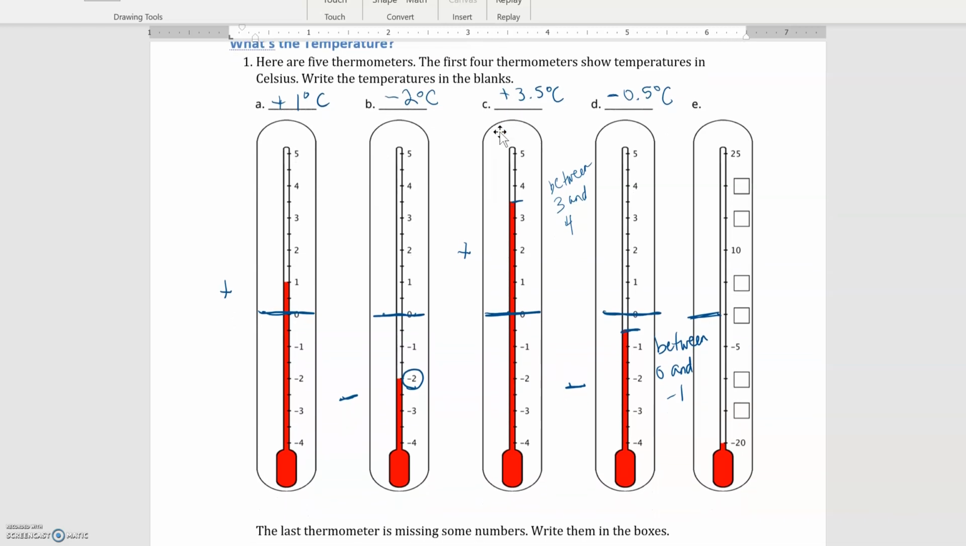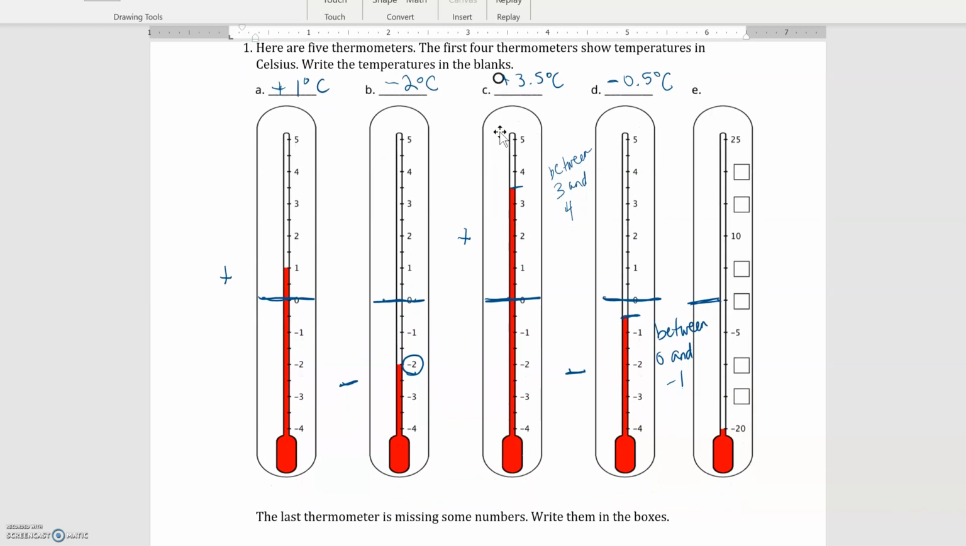Now my next part here says, the last thermometer is missing some numbers, write them in the boxes. So it's going to be a little bit of a challenge for you to try on your own. I'm going to label the 0 here, and you have to ask yourself, what scale is it using for each tick mark? And once you find out that scale, you're going to ask yourself, how is it changing? And then use that knowledge to help you decide what number should be in each box. Pause here so you have some time to work before moving on.